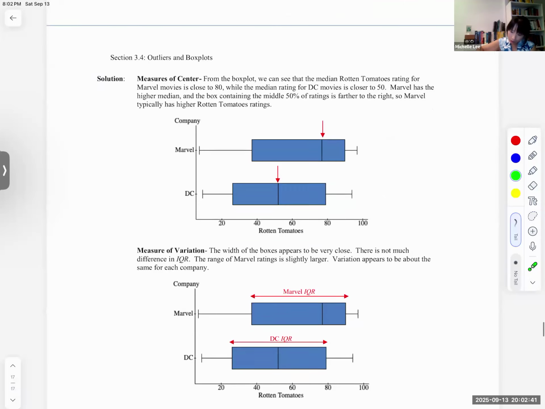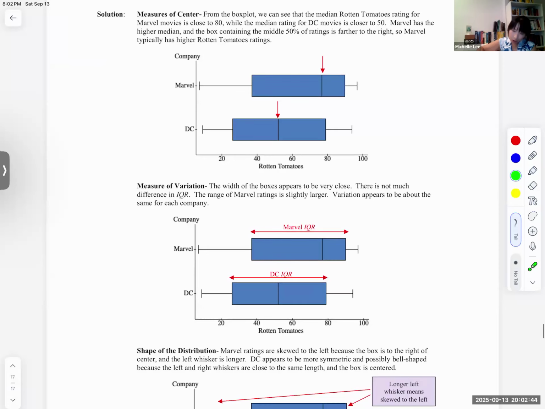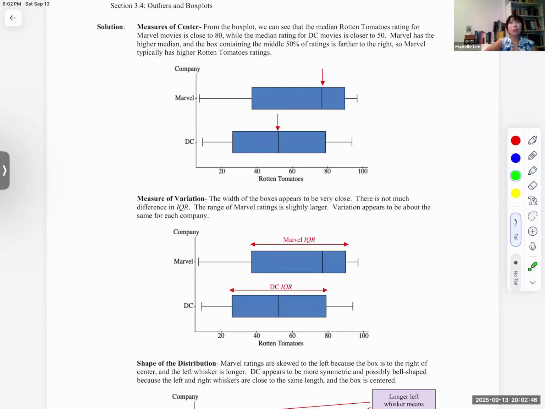So, measure of center. Where is the median? So the median in this case is here, right? This is the median. It's 80. And then the DC superhero is a little bit lower, right? Yeah.